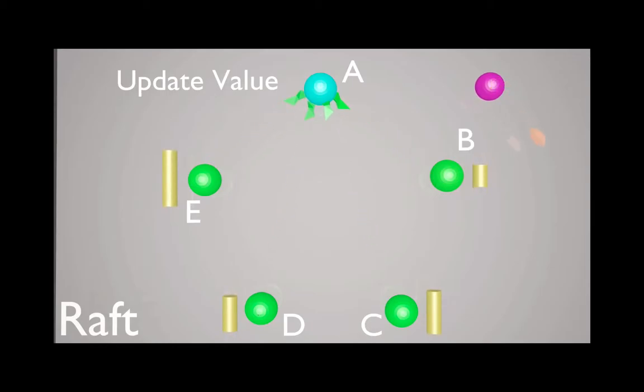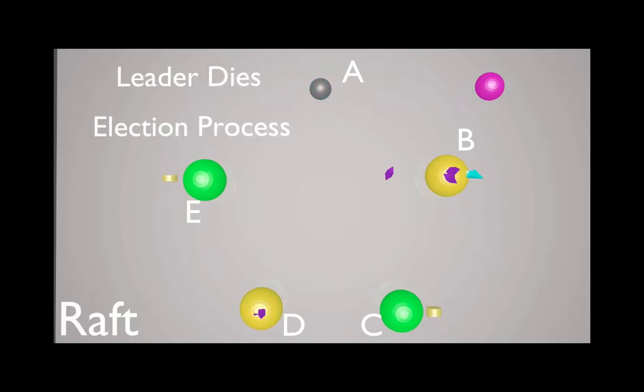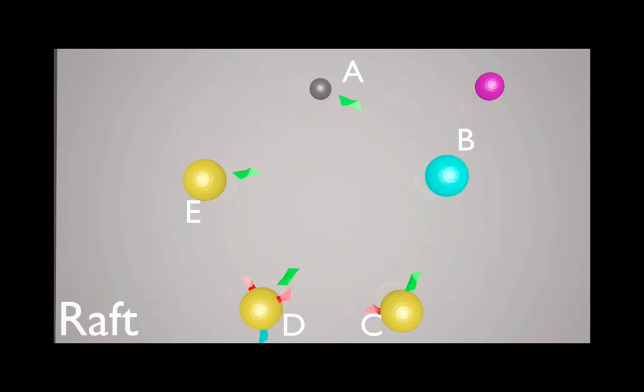When a value needs to be updated, it is sent to any node, which is then forwarded to the leader. The leader sends this new value out. Then the leader dies and the election process starts over. The new leader will then send out its own heartbeat.